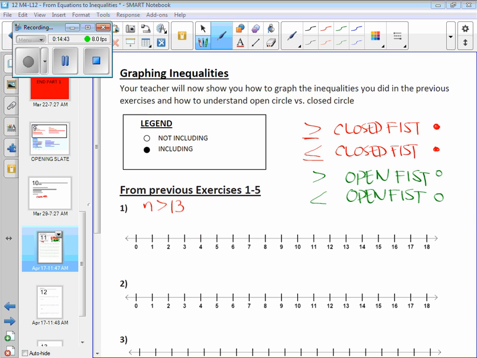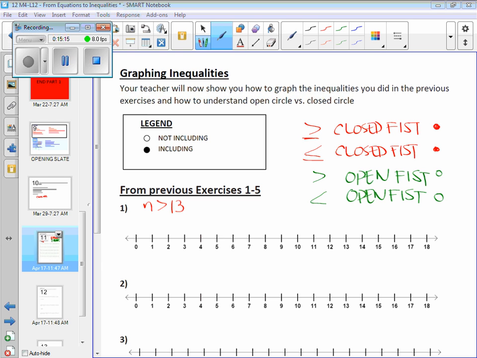So if you can remember, the dot or open circle is your starting point, and then depending on which direction the inequality goes, determines which way the arrow is going to go. You'll see what I mean here in a minute. So the first thing I need to do is find 13 on my number line. Okay. Is it open fist or closed fist? Open, right? Because there's no line underneath it.